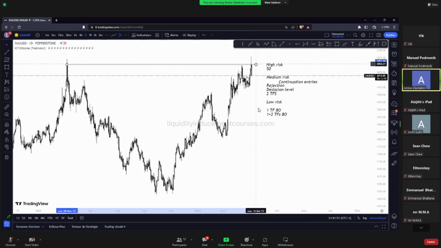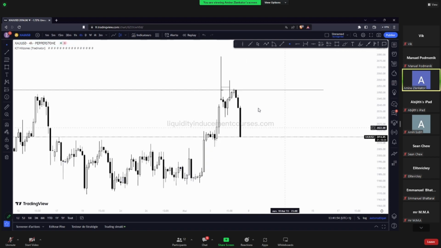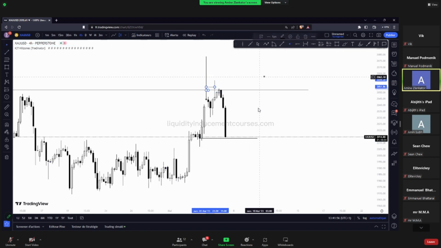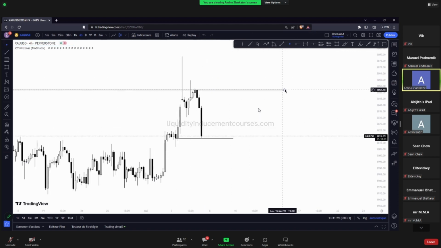They reject daily plus H4 breakout. If you have an H4 breakout, wait for the price to pull back. Okay, wait for the price to pull back. Daily reject daily plus H4 breakout.